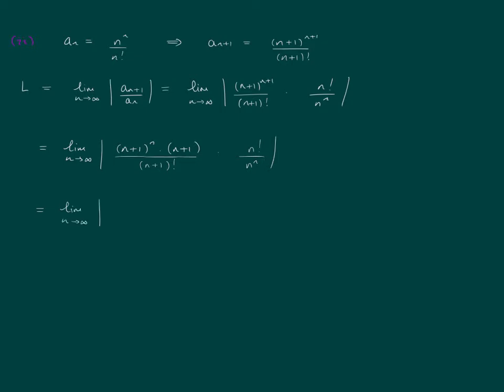So this is (n+1) to the n over n to the n times, what have I left over? I have an (n+1) factorial on the bottom and an n factorial on the top. And they have an n+1 left over. So what cancellations do I get?